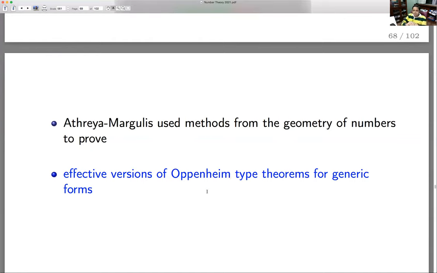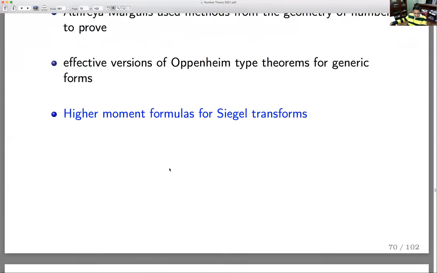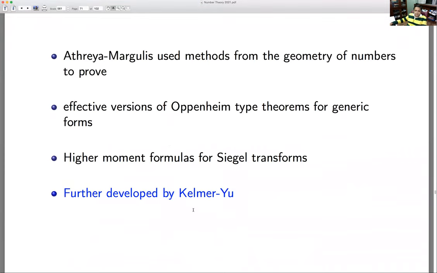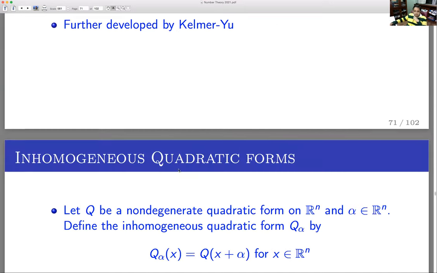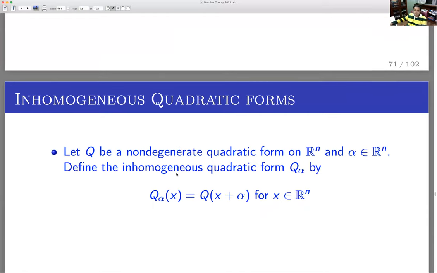As I said, the work of Gorodnik, Nevo, and myself applies to a wide variety of settings. This doesn't apply to as wide a variety of settings. However, it gives you the correct answer in all dimensions, which we were not able to do. So that's a big advantage of this lattice point counting approach to generic versions of Oppenheim theorems. And this was refined and extended significantly by Kelmer and Yu in a beautiful paper. In particular, they also proved general versions of this result of Bourgain that I just mentioned on the previous slide, using these moment formulas for Siegel transforms. I'll try to explain what this is a little bit later, but I want to bring in some recent work.